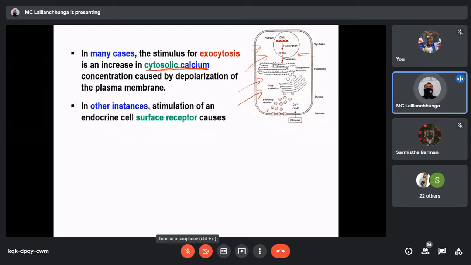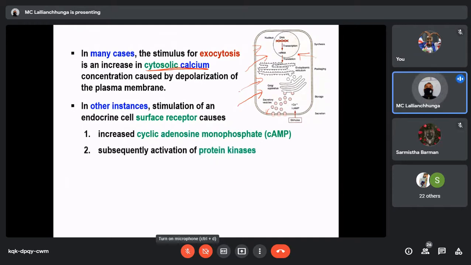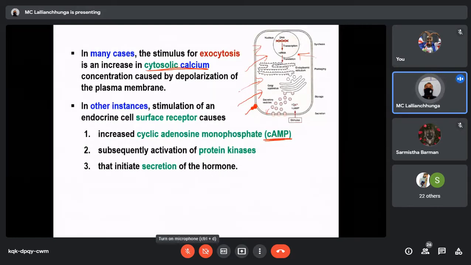Okay. In other instances, stimulation of an endocrine cell surface receptor causes increased cytosolic cyclic adenosine monophosphate, cyclic AMP, subsequently activating protein kinase that initiates secretion of the hormone. So another possibility is, for example, here the surface receptor is here. One molecule binds here, and it will stimulate the internal reaction system, like increasing the production of cyclic AMP. Here you can see cyclic AMP production will be increased, and this will activate the protein kinase. It will be clearer when we talk about the mechanism of hormone action, and that may lead to secretion also.